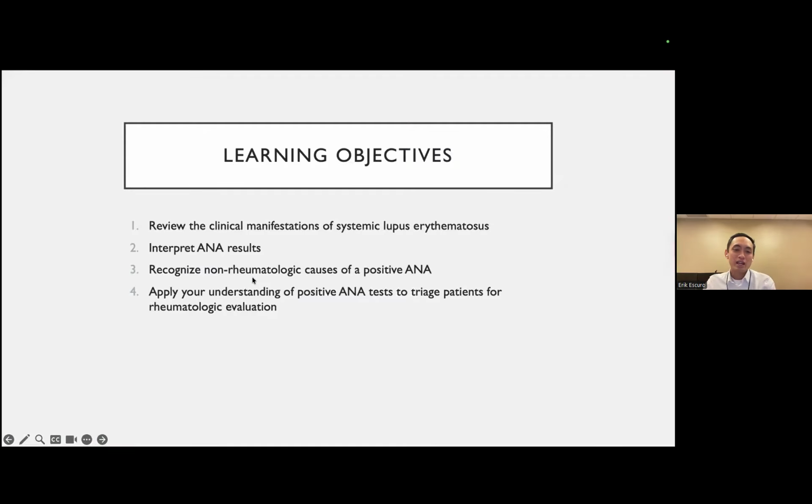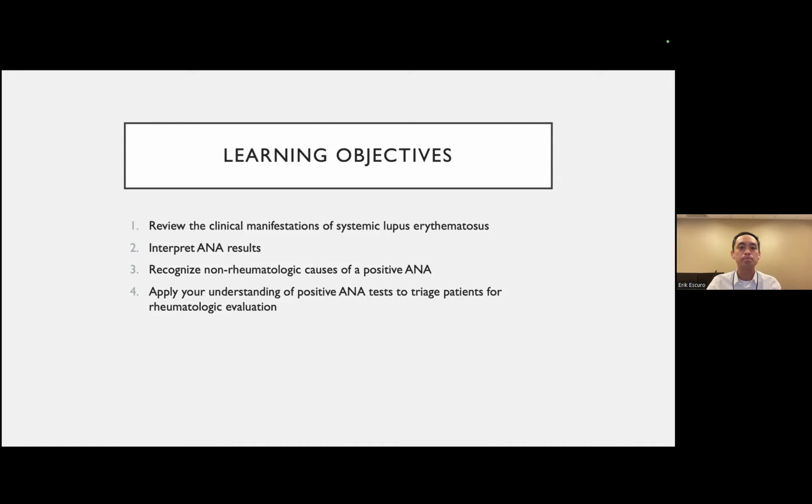Learning objectives today, we'll review the clinical manifestations of systemic lupus erythematosus, or what we could just call lupus going forward. We'll learn how to interpret ANA results, recognize some of the non-rheumatologic causes of a positive ANA, and then hopefully be able to apply some of that understanding of positive ANA tests in order to triage patients for a rheumatologic evaluation.